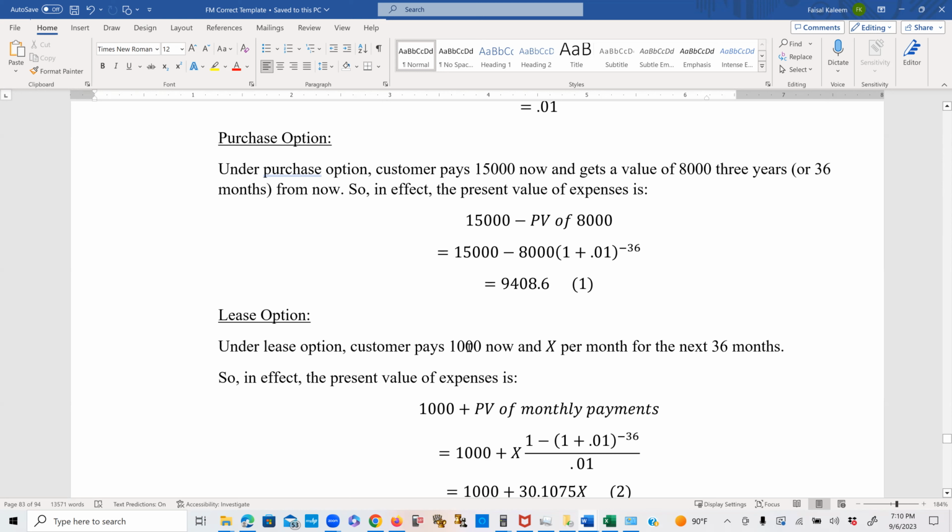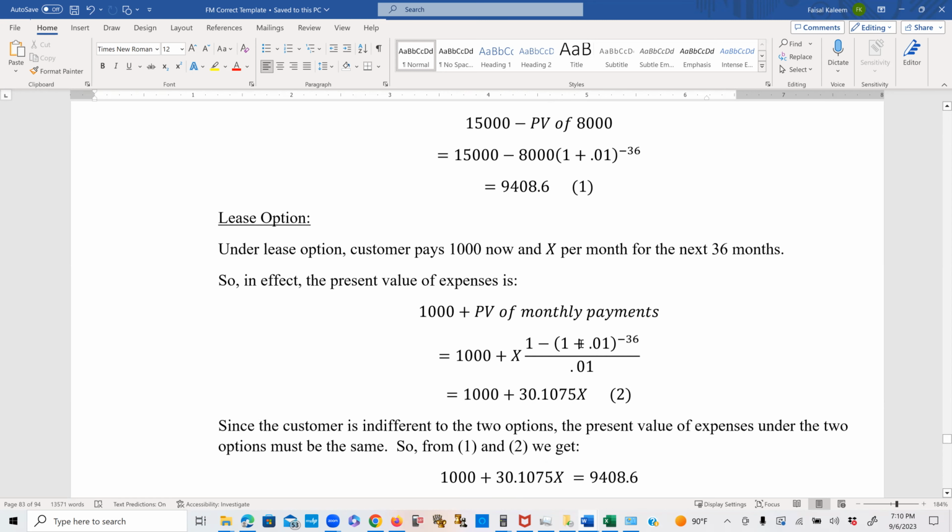So your net expense would be the 1,000 now plus the present value of the monthly payments that you make for 36 months. And that is an annuity immediate. So our basic annuity immediate formula: X is the payment, times 1 minus (1 plus J) to the negative 36, over J. J is 0.01, and X is to be found, the monthly payment. So this fraction simplifies to 30.1075. So the present value of the expenses under this option is 1,000 plus 30.1075X.